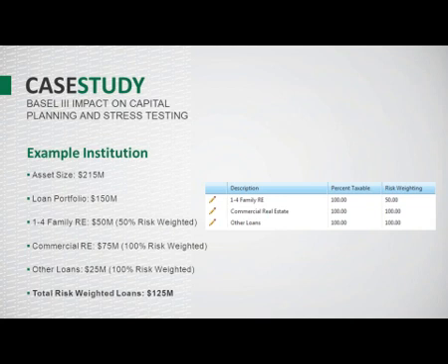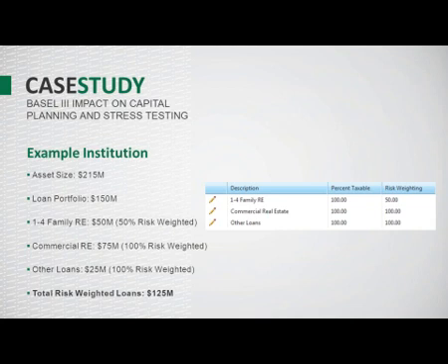So what we're going to look at here is an example institution, a little bit smaller than the one that Jeff looked at earlier, $215 million in assets with a current loan portfolio of $150 million. Within that loan portfolio, we're going to assume a $50 million 1-to-4 family portfolio, a $75 million commercial real estate portfolio, and then our other category is going to pick up some of the consumer installment type loans and other loans. That's going to equate to a $25 million portfolio.